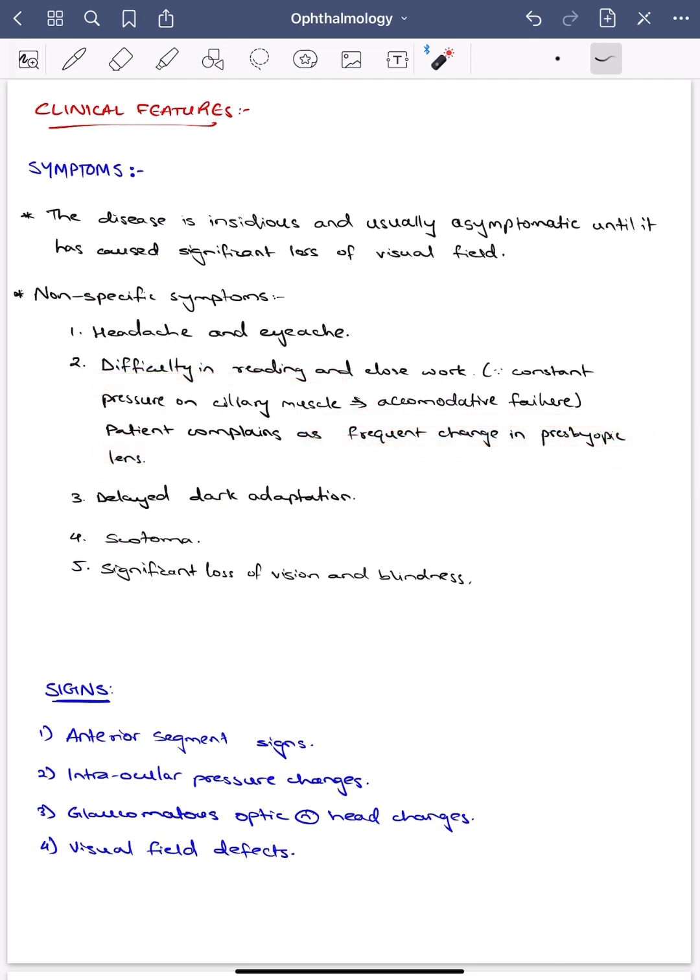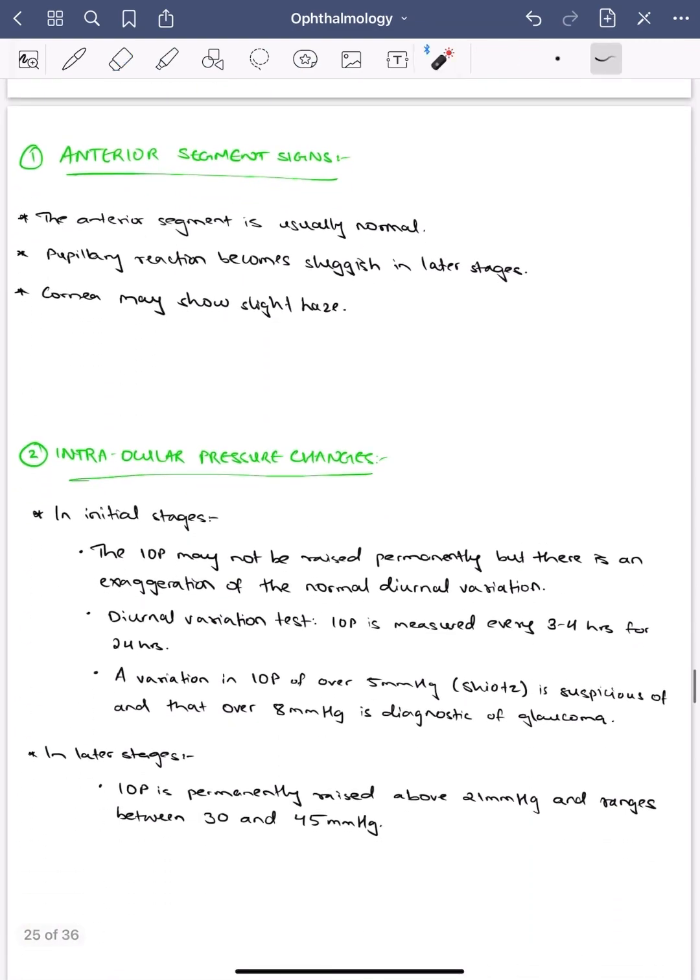Now the signs. The signs of glaucoma can be divided into 4. The first is the anterior segment signs, where we look at the cornea, lens, anterior chamber, etc. The second is intraocular pressure changes. The third is glaucomatous optic nerve head changes, and the fourth is visual field defects. So again, note the definition of glaucoma: intraocular pressure changes, optic nerve head changes, and visual field defects. So these are the signs. We'll discuss each in detail, beginning with the anterior segment signs.